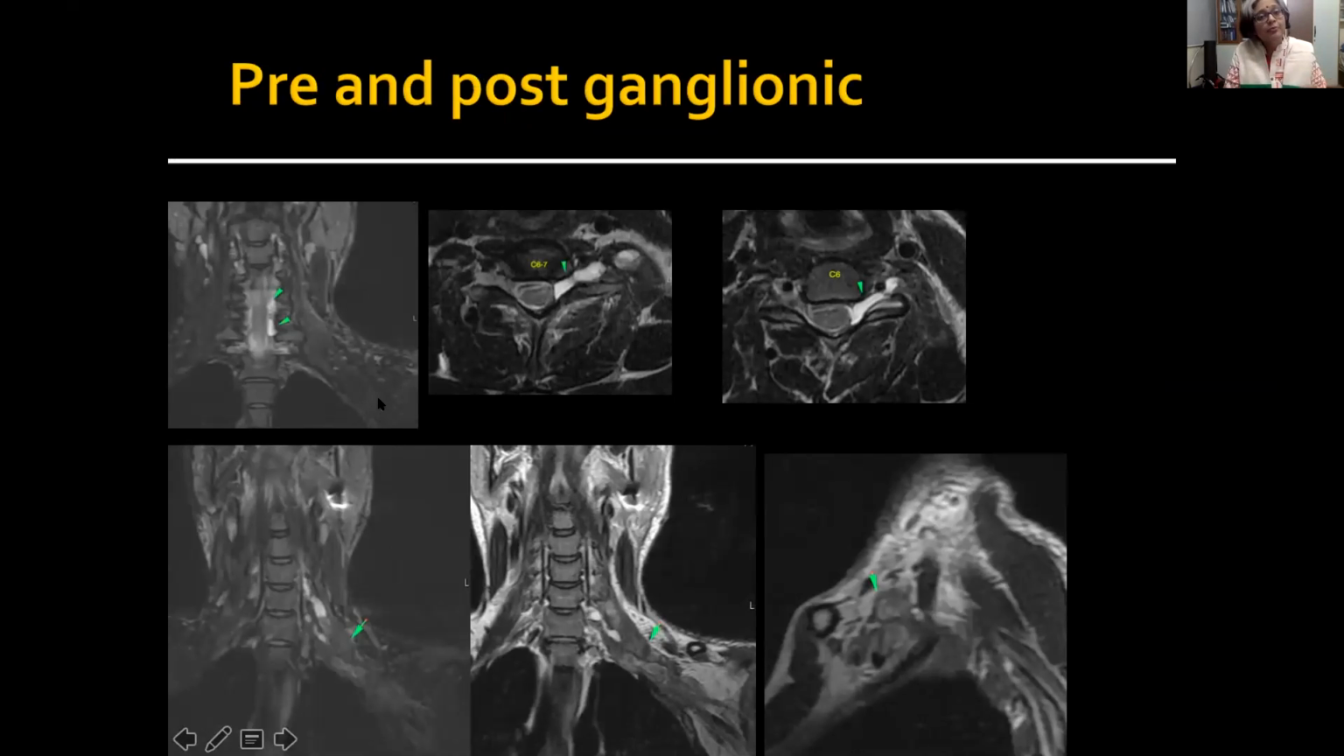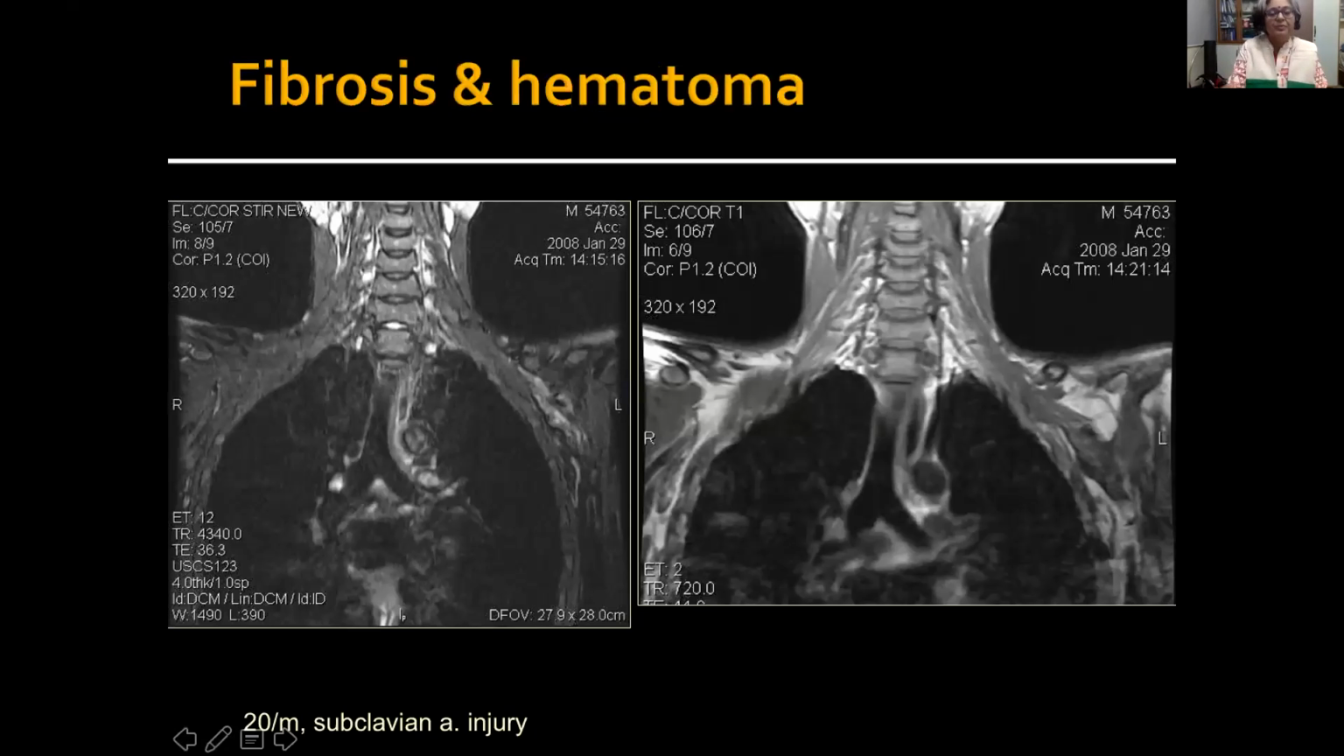This patient had both pre and post ganglionic injury. So here you have the pseudomeningocele with avulsion of the nerve roots. But also if you look distally, you can see the trunks and the divisions here, they are completely swollen. Even the cords you can see here, the trunks here, sorry, you can see them swollen, showing bright signal. So there was both pre and post ganglionic injury.